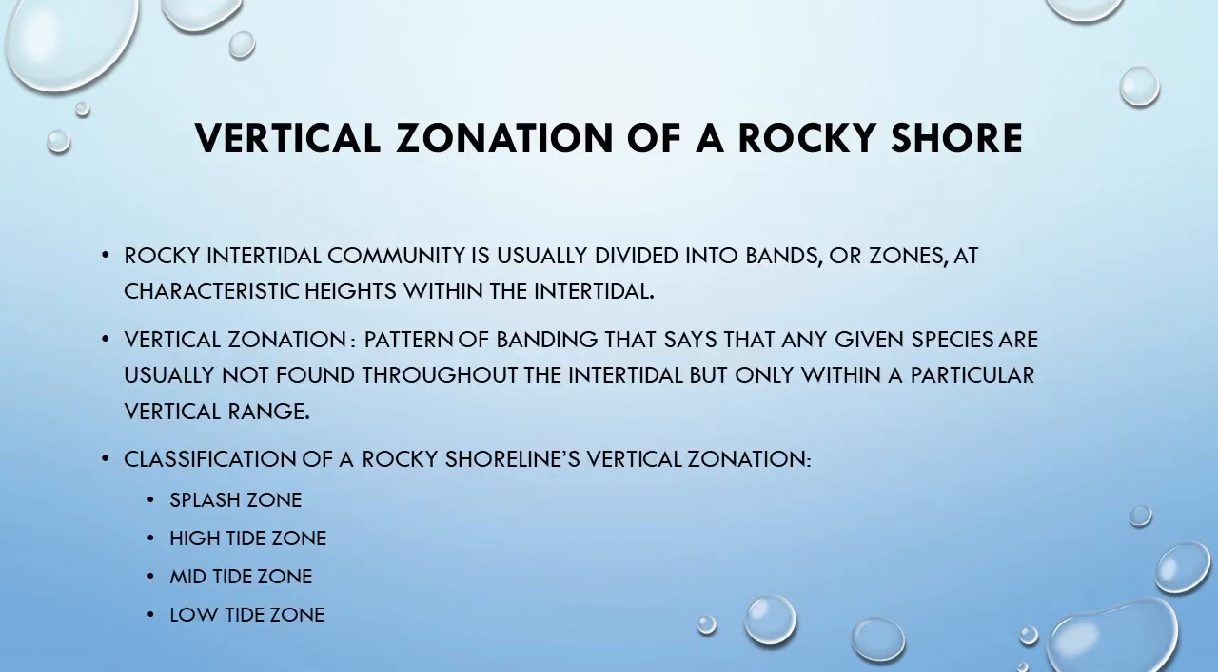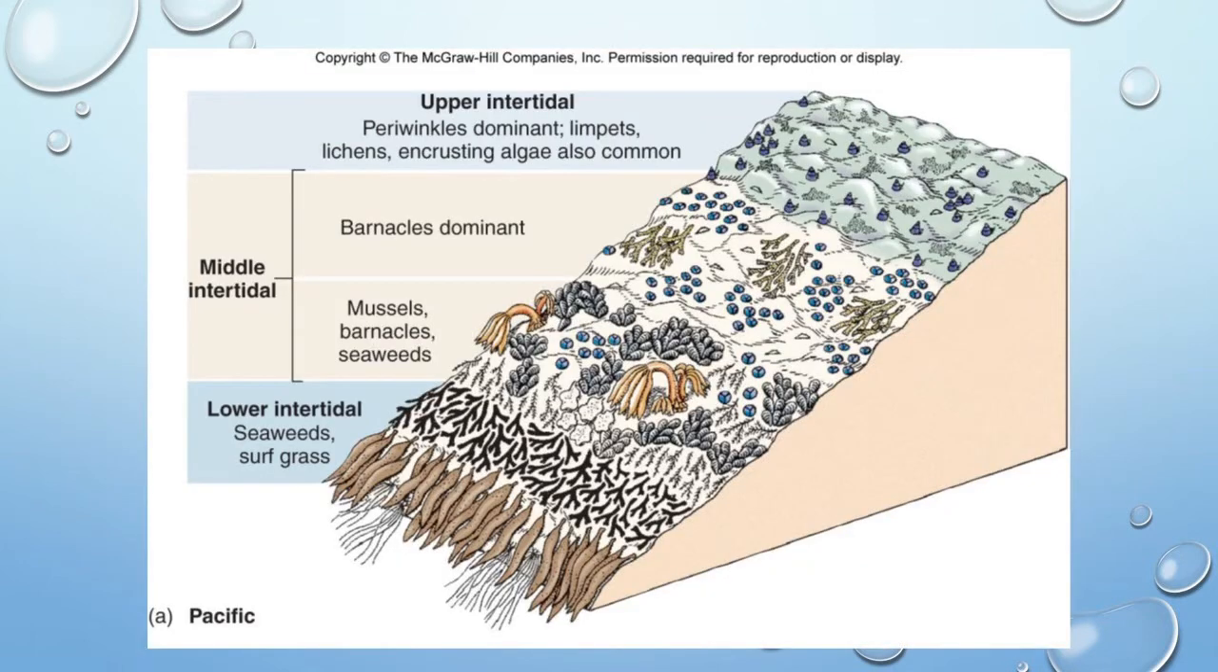Vertical zonation of a rocky shore. The rocky intertidal community is usually divided into bands or zones at characteristic heights within the intertidal. Vertical zonation is the pattern of banding that says that any given species are usually not found throughout the intertidal but only within a particular vertical range. Classification of a rocky shoreline's vertical zonation is the splash zone, high tide zone, mid tide zone, and the low tide zone. This is seen in the picture.